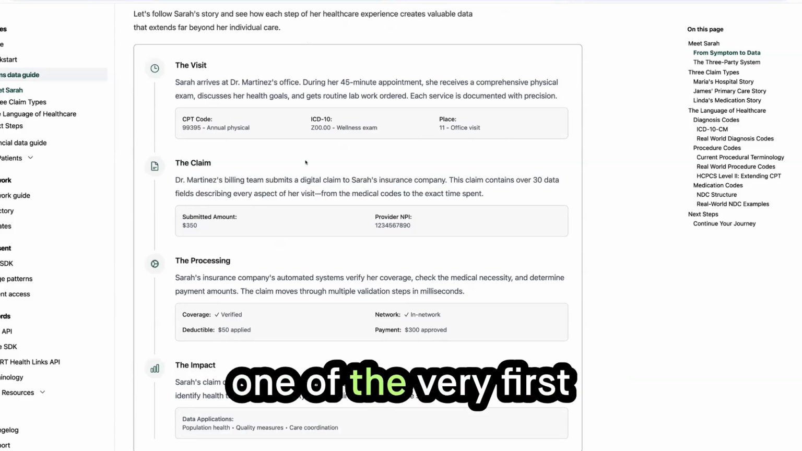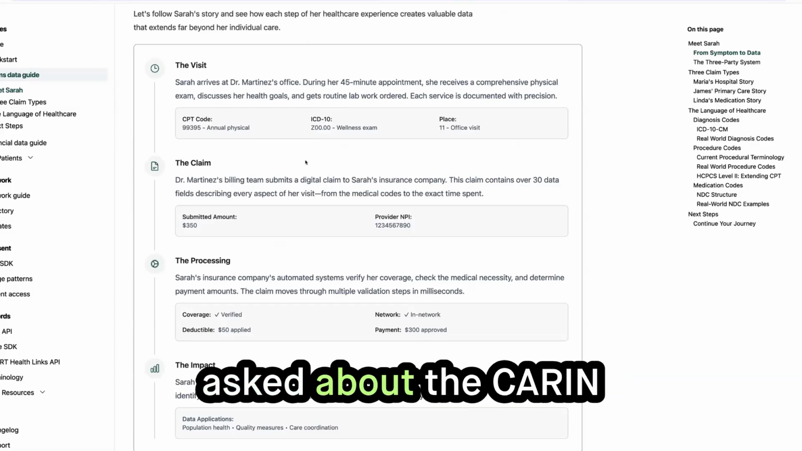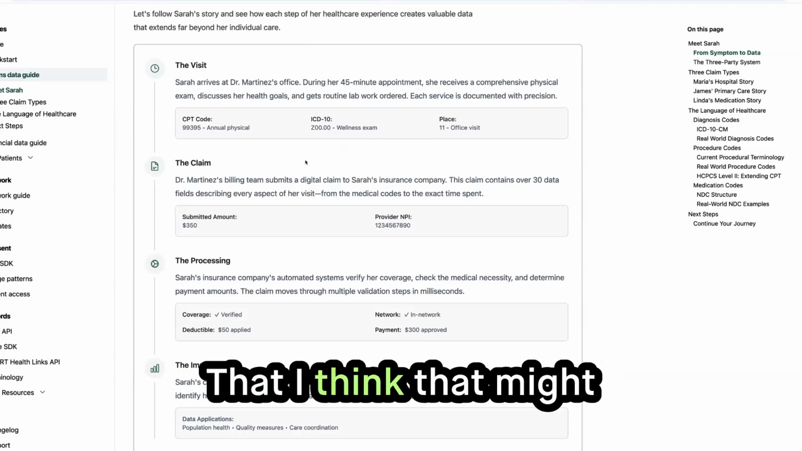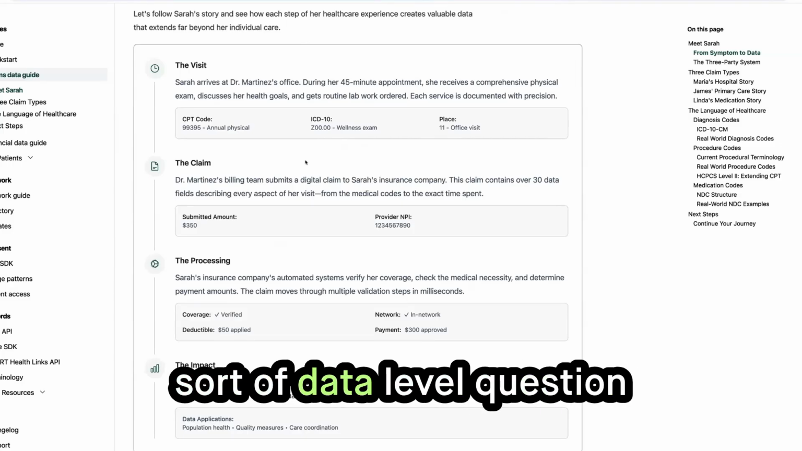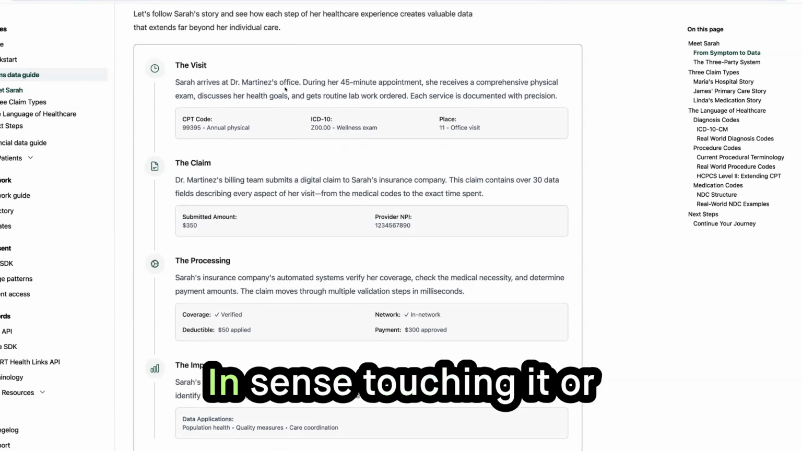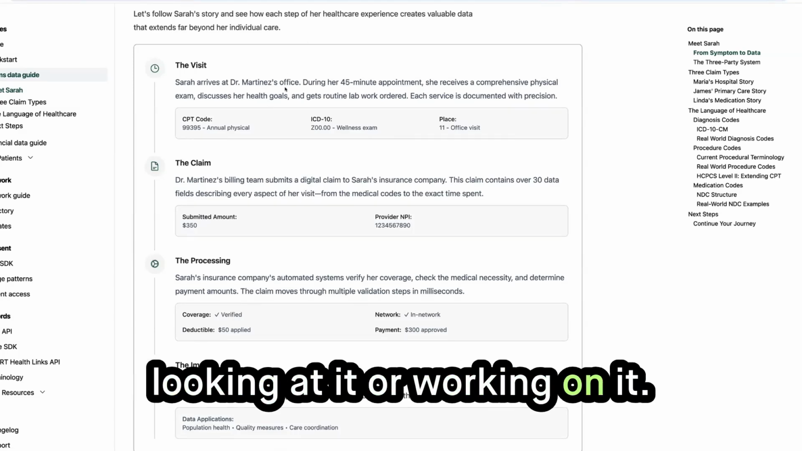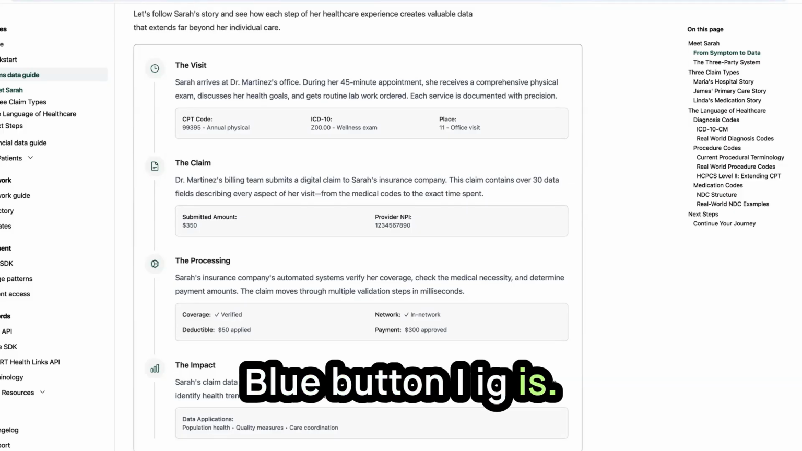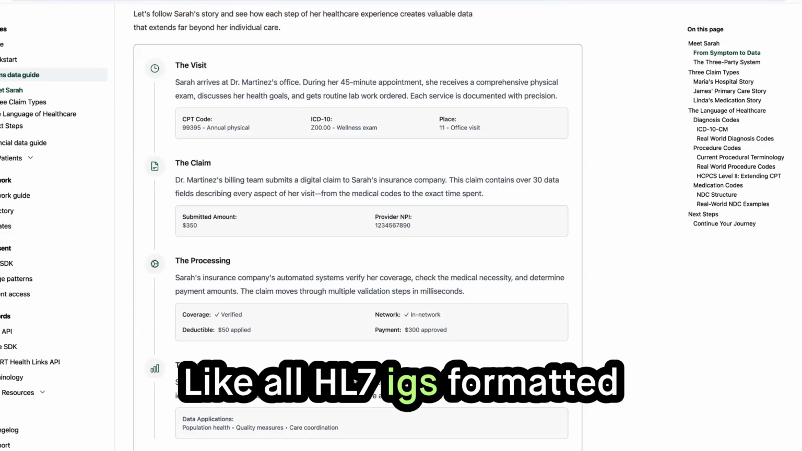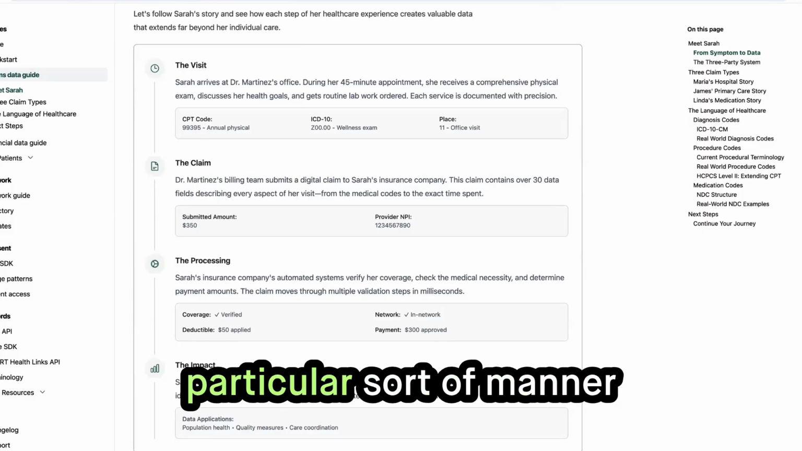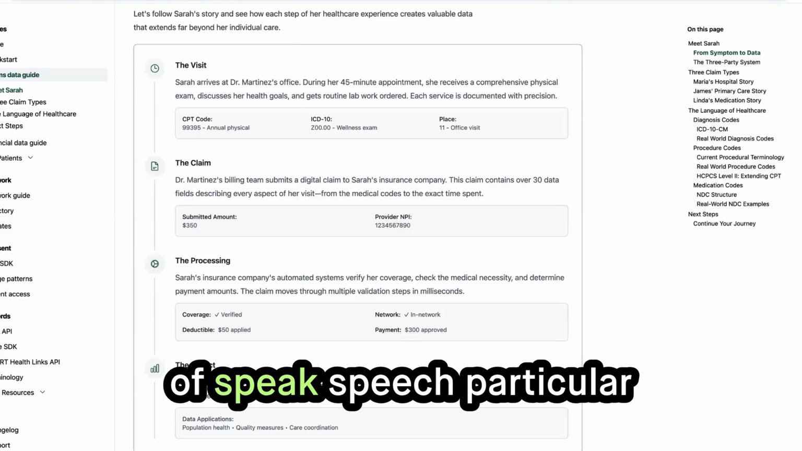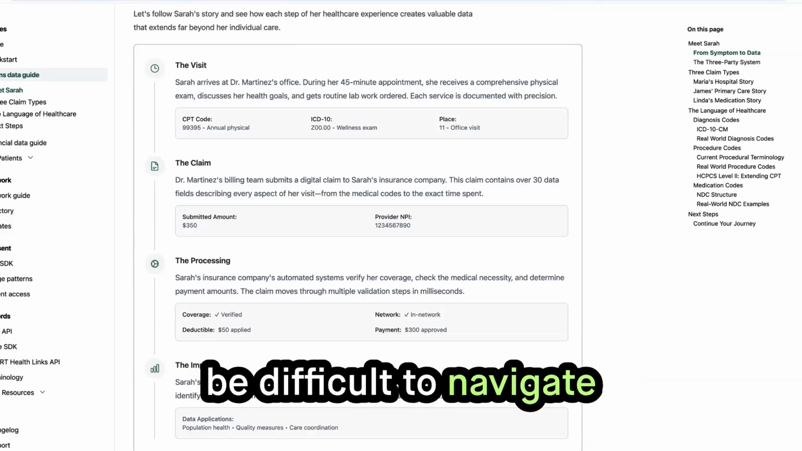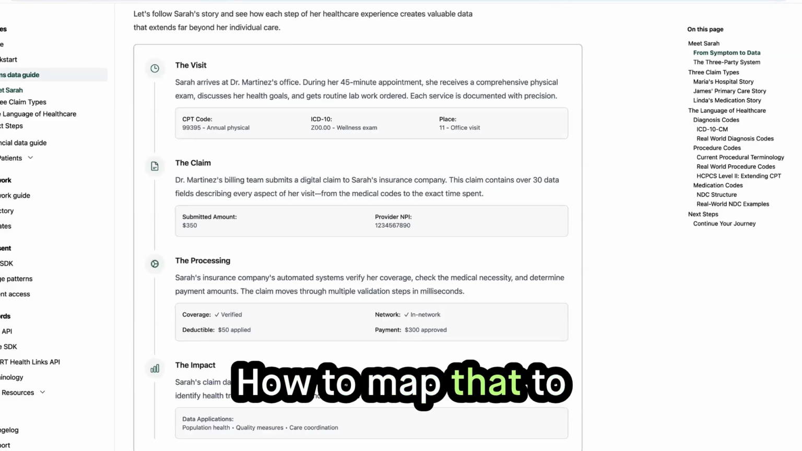I think maybe that was one of the very first questions that I was ever asked about the Carin BB profiled claims data. Does it have CPT codes? I think that might have been literally the first data-level question that I was asked about it. And the Carin Blue Button IG is, like all HL7 IGs, formatted in a particular way, with a particular manner of speech, a particular vocabulary, even a particular interface. And it can be difficult to navigate and understand how to map that to the question.